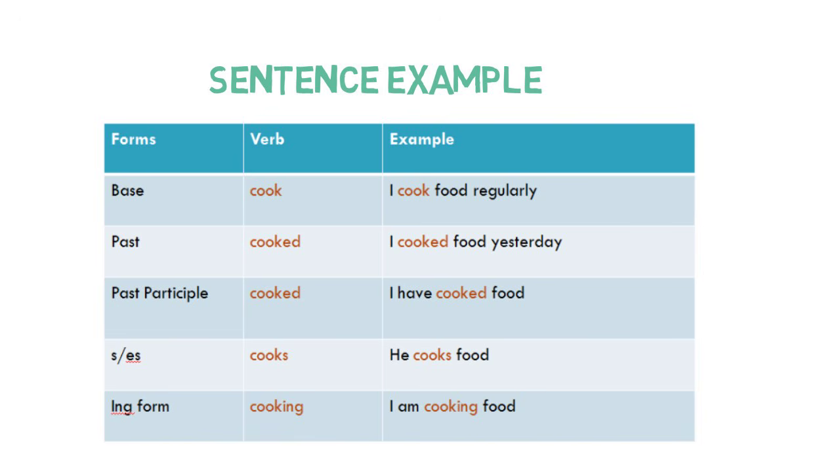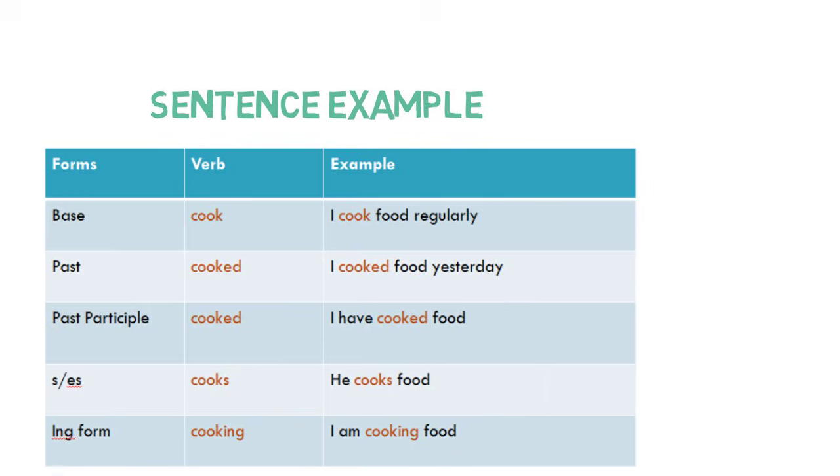The S/ES form of cook is cooks, and the example of it is he cooks food. The ING form for cook is cooking, and the example of it is I am cooking food. We will see more examples of them when we learn about tenses. That's all in this video.